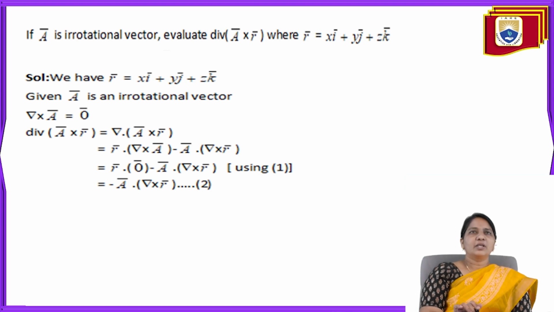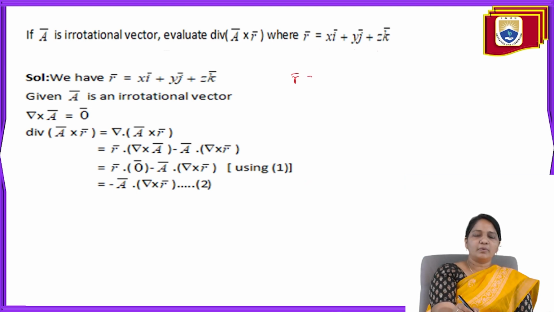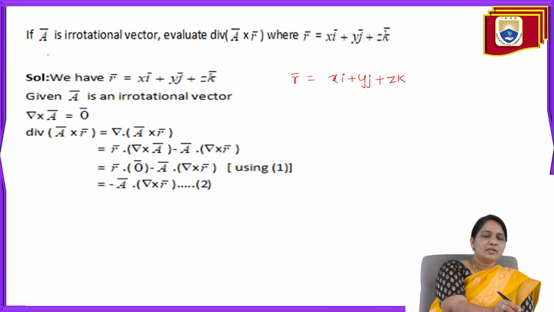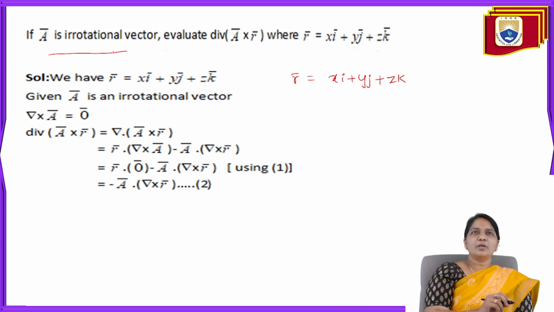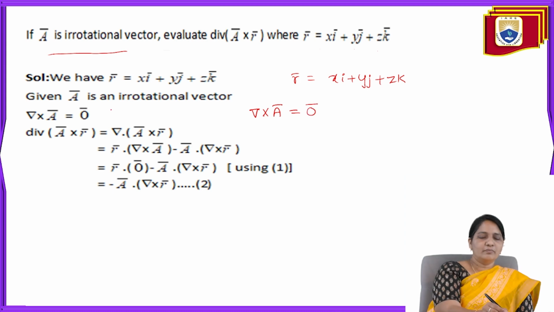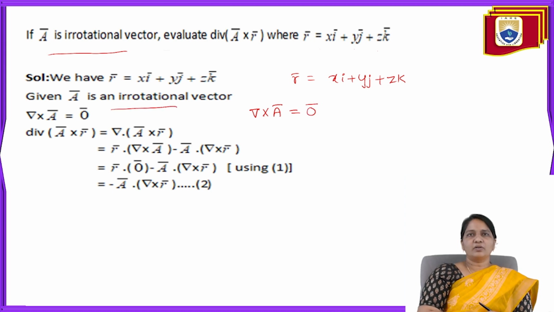Now, next one. If A bar is an irrotational vector, evaluate the divergence of A bar cross R bar, where R bar equals xi plus yj plus zk. So here the given vector is R bar equal to xi plus yj plus zk. Now, what are they saying? A bar is an irrotational vector. According to the definition, del cross A bar is 0 bar. Because here A bar is an irrotational vector, we can say that del cross A bar is 0.